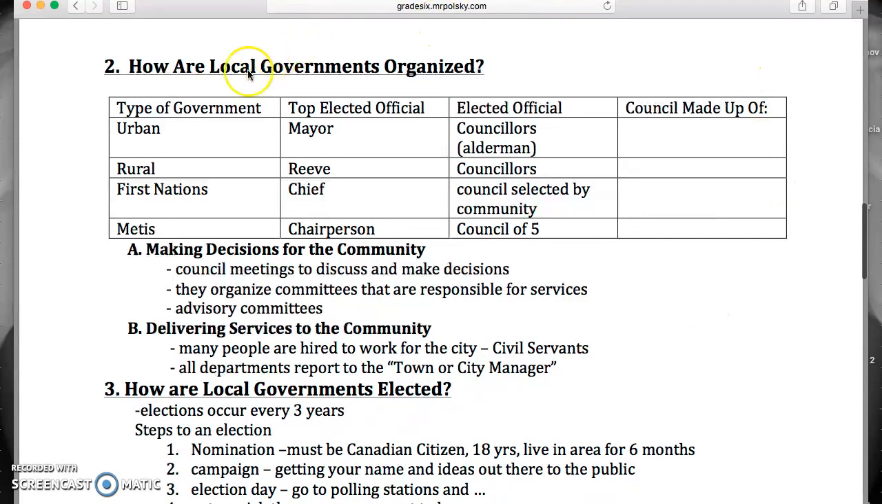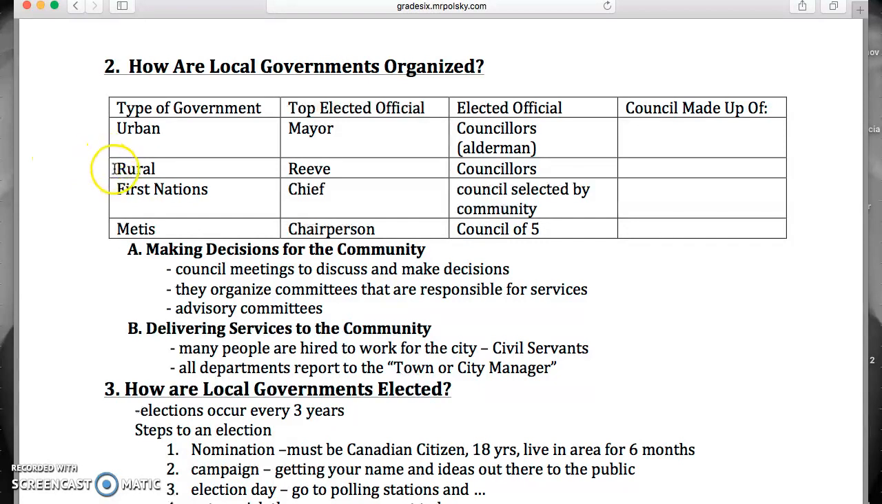Okay, so this graph here is actually very important because when we think of local government, we think cities and we think big cities. So when we think of Alberta, it's Edmonton, Calgary, Fort McMurray, but we can't forget that there's other types of communities that exist within our province. So when we're talking about the big cities, that's where we're looking at an urban government. So our top elected official is a mayor, and then the elected officials are our councillors. Okay, and there's a councillor for each ward in the city.